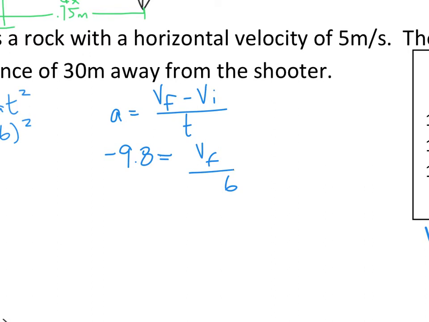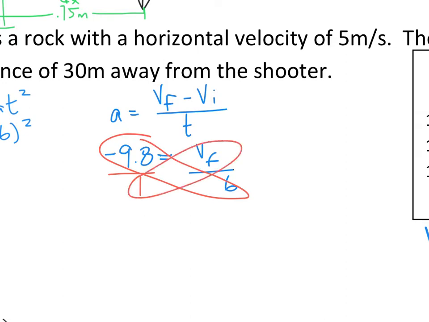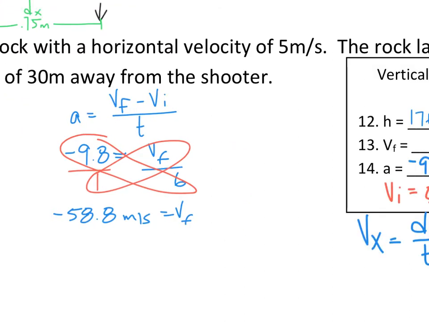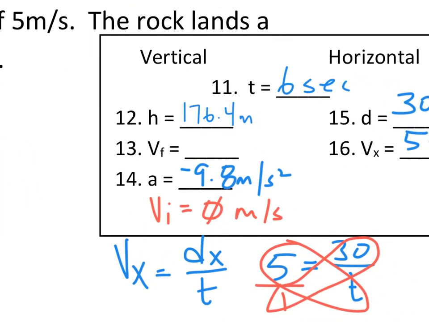All I need to do now is create my fraction on the left and cross multiply. So negative 9.8 times 6 gives me a negative 58.8 meters per second. That is my final velocity. That's how fast that rock is going right before it hits the ground. So negative 58.8 meters per second. That is the vertical velocity, how fast it's going right before it hits the ground.